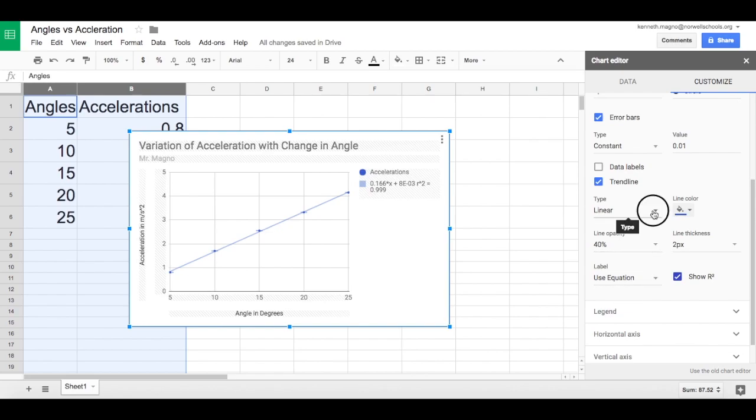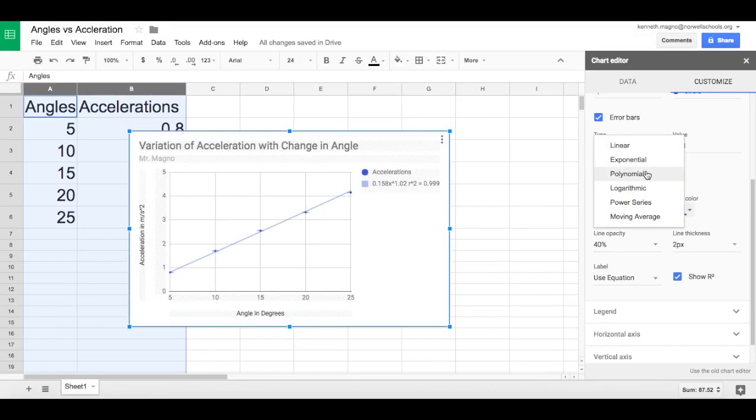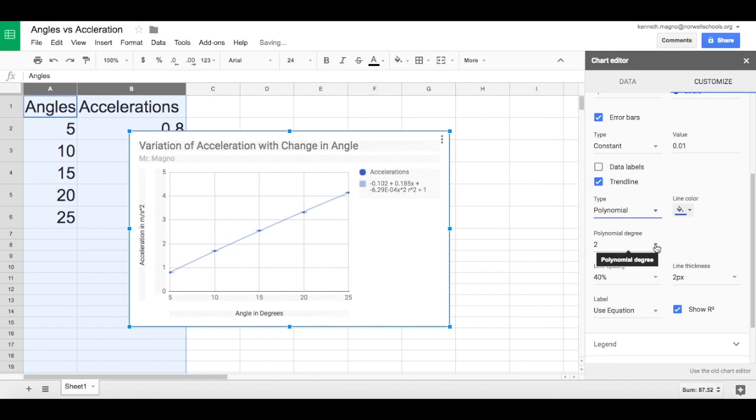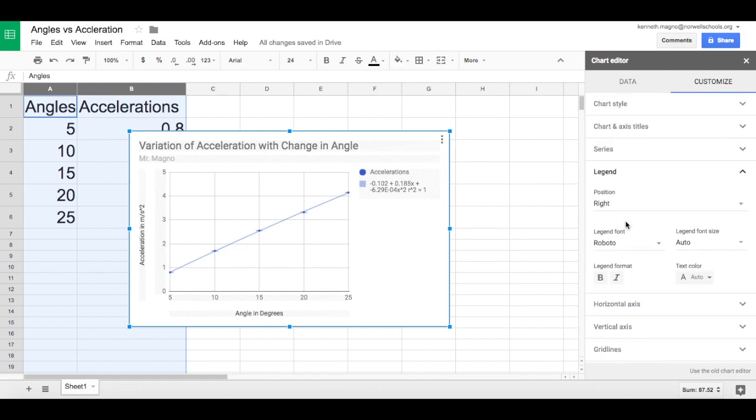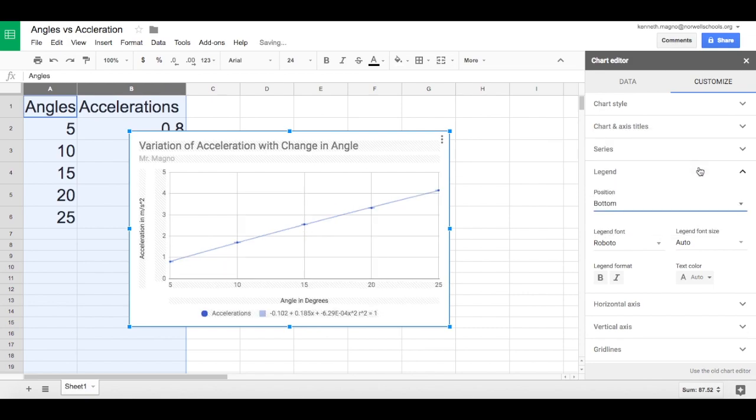But what if I took it up to a polynomial even? So if we go polynomial, I can go order 2. And if I go order 2, it makes the R squared exactly 1, which shows it's a very, very good fit. So now I've got our legends. Okay, I like to keep my legend on the bottom. Again, you can kind of see that trend that's forming there.